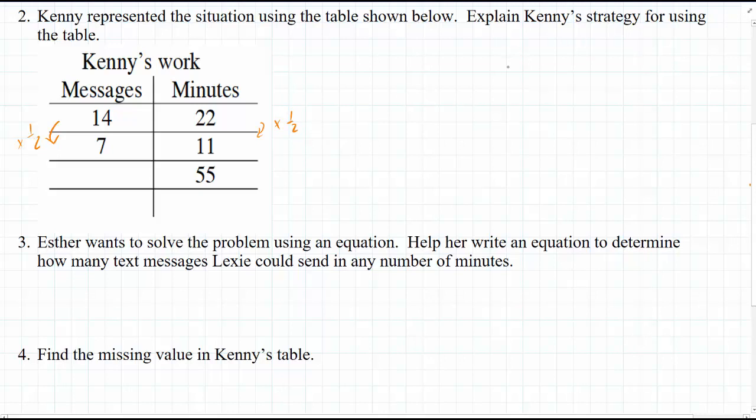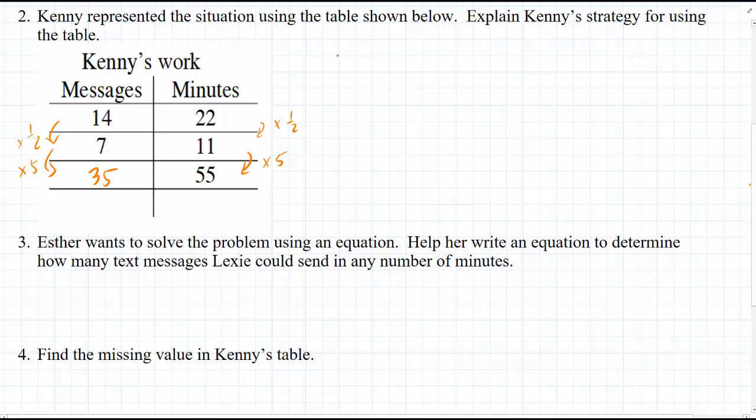Okay, so let's see. Now Kenny wants to figure out the 55 minutes. Now we have to figure out what Kenny's strategy is. Well, it looks to me, I'm trying to relate this now. We're multiplying things together, and it looks like I can multiply 11 times 5 to get the 55 minutes. In other words, now we know in 11 minutes we'll send 7 messages. So it makes sense that if we multiply that by 5 times the amount of time, she would send 5 times the amount of texts. So 7 times 5, it makes sense that she would send 35 text messages. Okay.